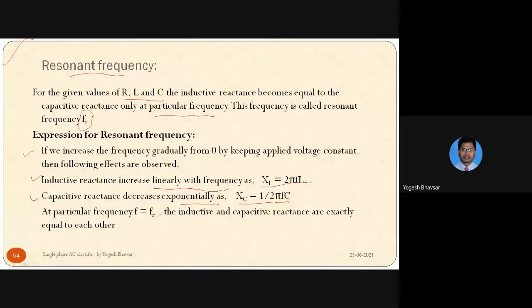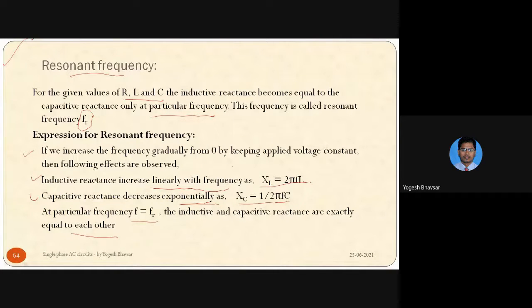Right? So as frequency is increased, this capacitive reactance will get decreased. Right? So this is exponentially. As we know, in capacitive charging and discharging, the exponential term is present. So that's why it is exponentially inversely proportional. At a particular frequency, F is equal to Fr, the inductive and capacitive reactance are exactly equal to each other.